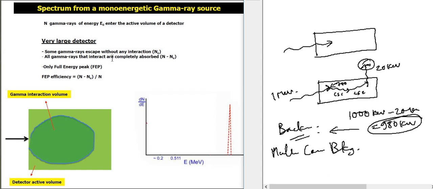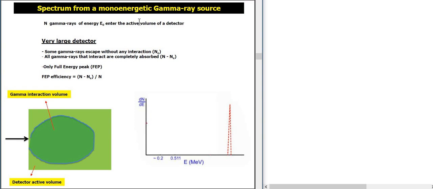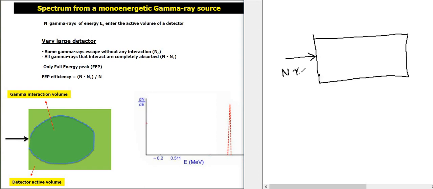Okay, now let's see the spectrum from a monoenergetic gamma ray source, right? What do you see? Well, suppose N gamma rays of energy E0 enter the active volume of a detector, right? Over here, as you can see. So N gamma rays, right? And they have energy E0, no problem.